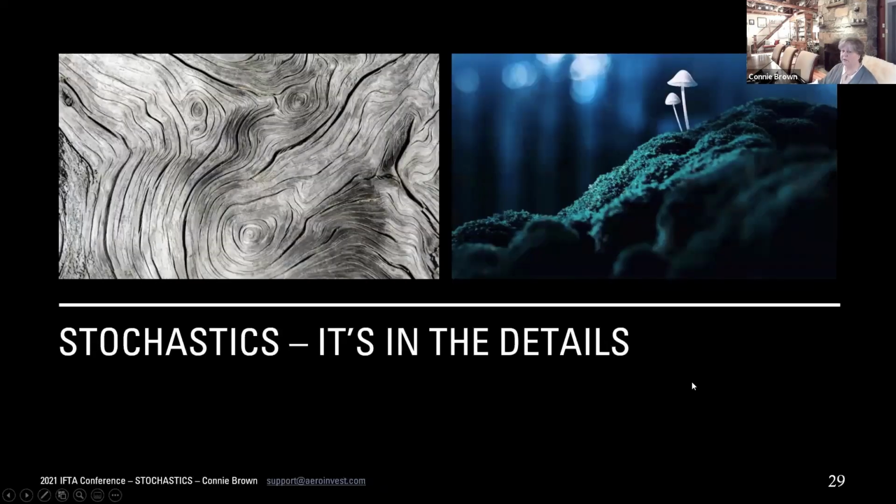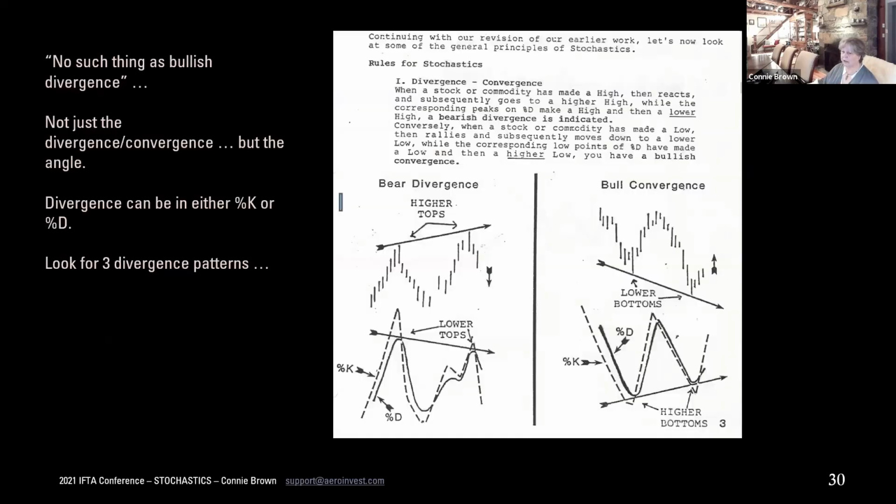Now, and only now, did he start to get into stochastics. It's all about the details, and it's all in the materials that I'm going to be giving you. And here's just to touch on it. Divergence, he'd make a strong point. There's no such thing as bullish divergence because your angles are converging. Well, that's true, but you're not going to change the industry on this point. We call them both divergence. But he's correct.